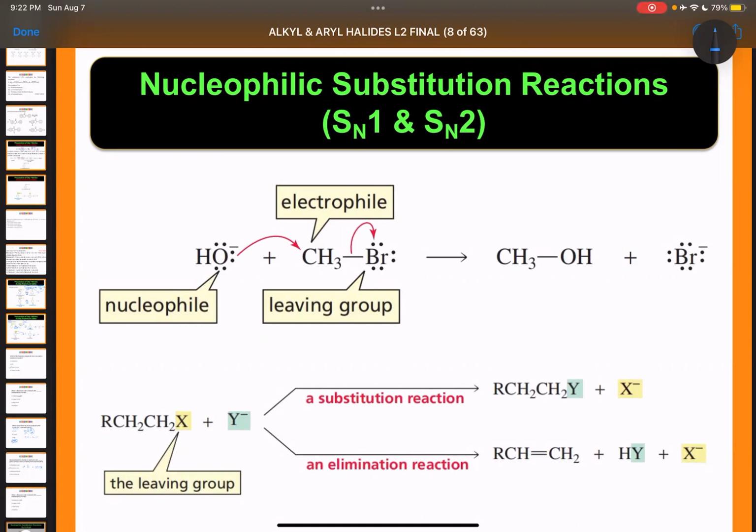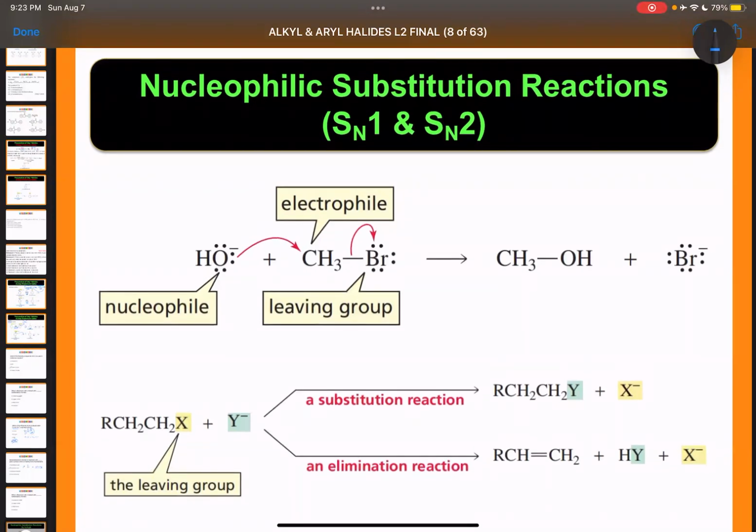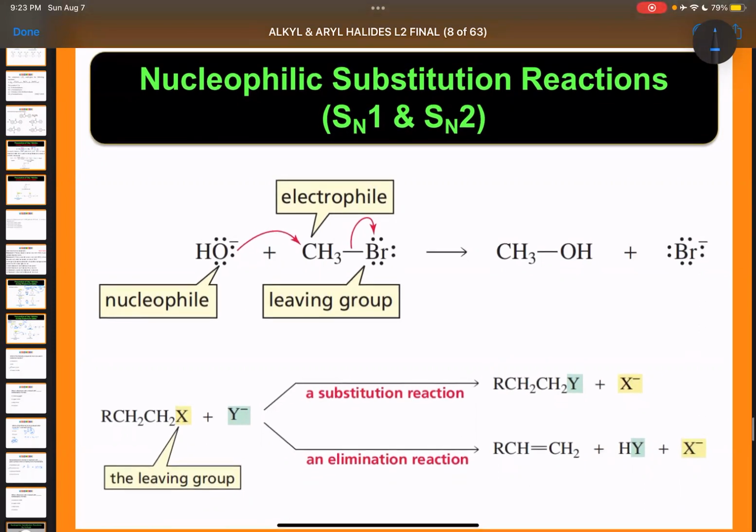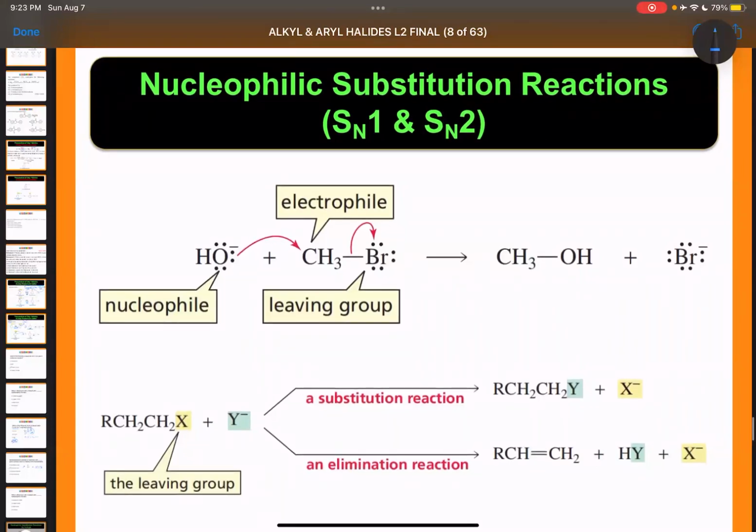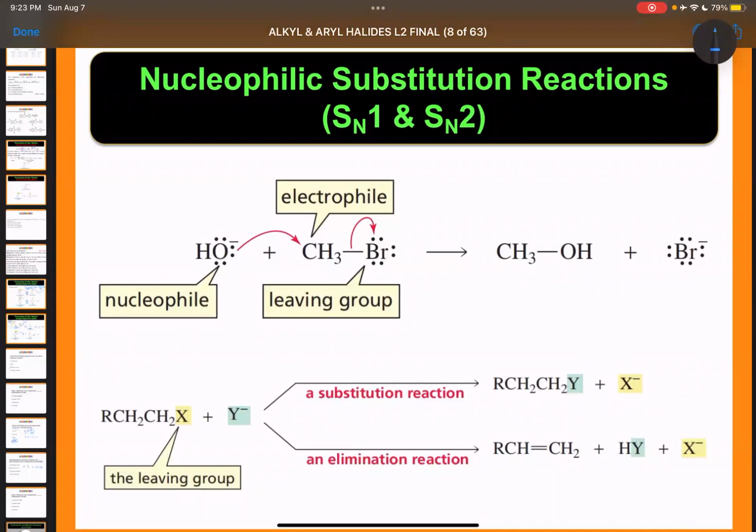So let me start a new type of reactions given by alkyl halides. Those new type of reactions, as you can see here, are nucleophilic substitution reactions. What do you mean by substitution? You can tell me quickly. Yeah, it is actually one group displaces another. So that is substitution.